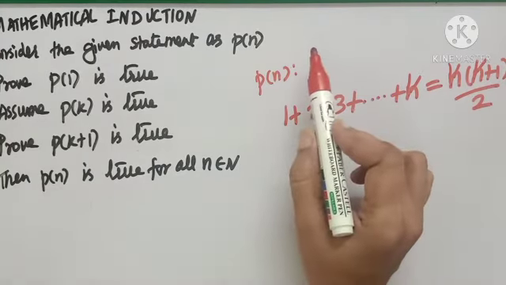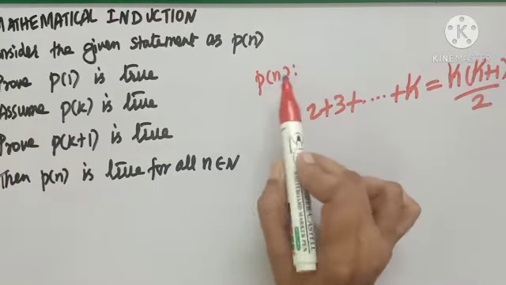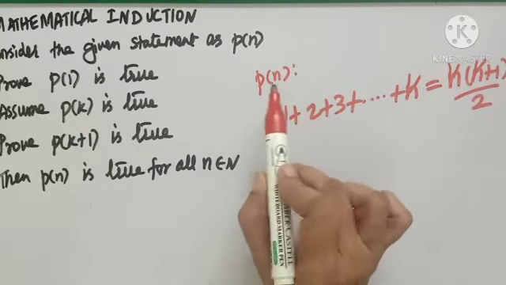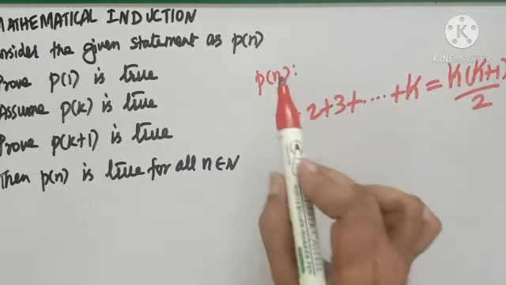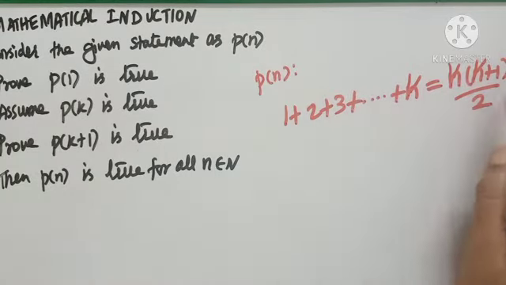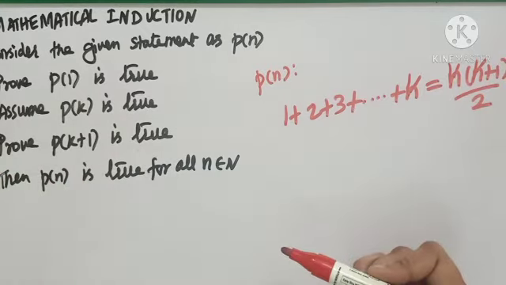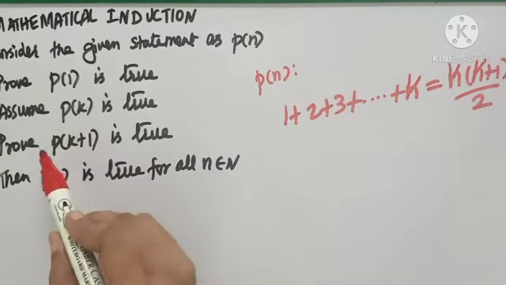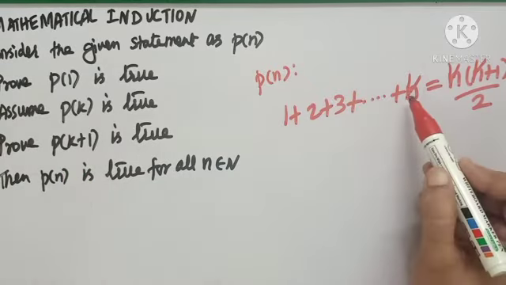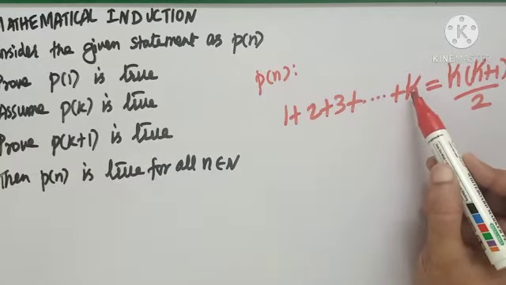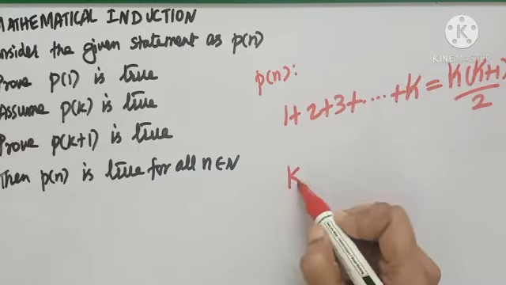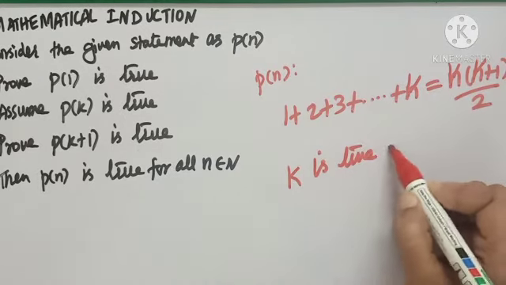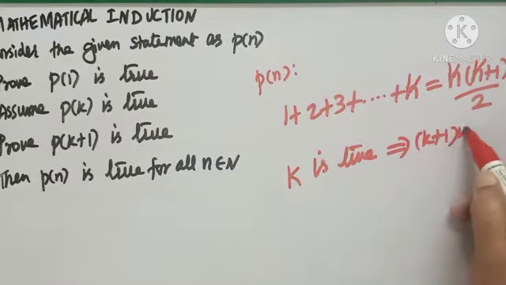So the given statement, just name it P of n. Second step, wherever n is coming, I put 1 and prove the result. Third, wherever n is coming, blindly put k, that is assumption. Fourth step, this only is a little difficult. Assuming this result, wherever k is coming, put k plus 1, show LHS equal to RHS.